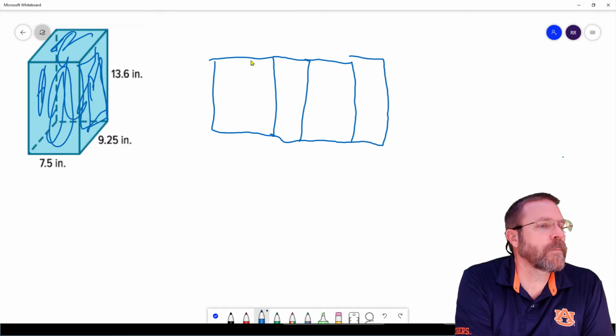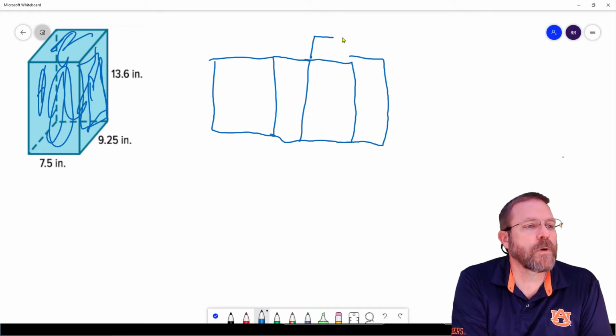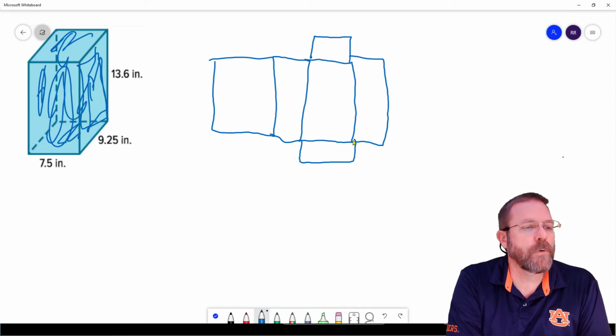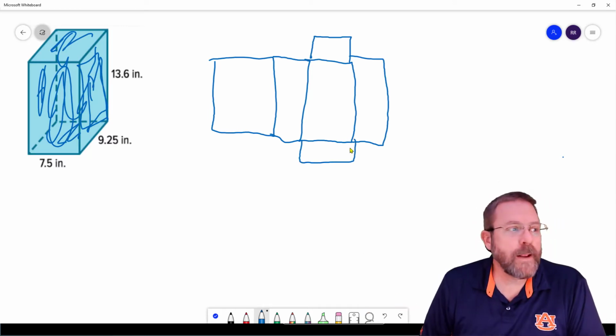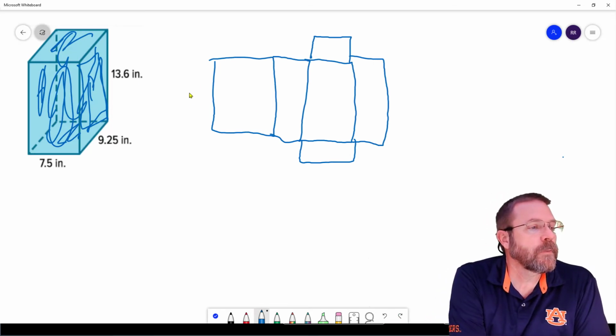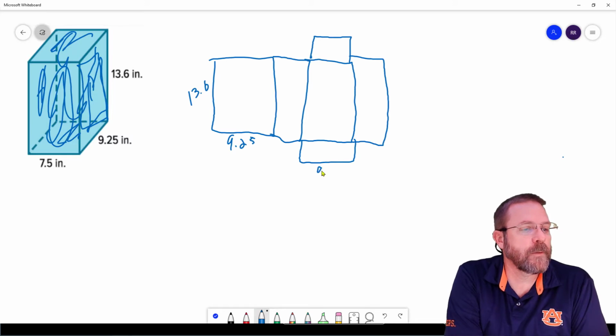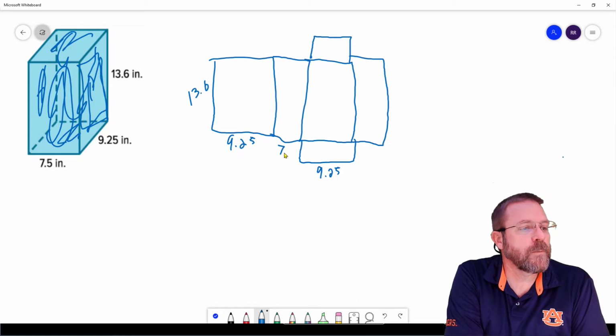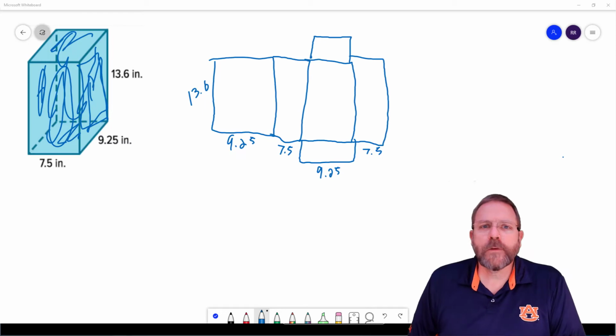Next, I have a top, and my top I'm just going to put right here. And then I have the bottom part, and that bottom part I'm going to put right here. Now I have to label it all in such a way that it will fold back up properly. So the height is going to be 13.6. The base of the long section was 9.25, and we'll put that there and there. And the base of the skinny section was going to be 7.5, which I'm going to put here and here.